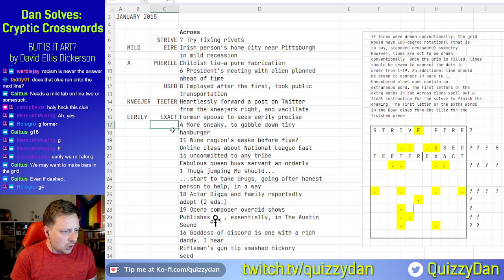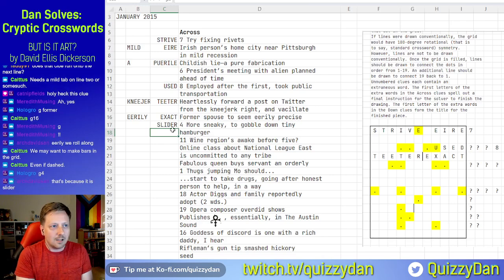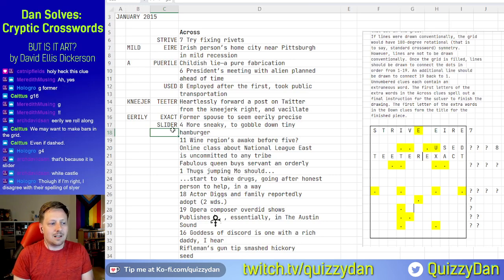More sneaky to gobble down tiny hamburger. I'm assuming it's slider, but I don't know why. If you're more sneaky, you're slyer. Oh, and down can be D in up, down, left, right. So put D in slide for a slider, and that is a tiny hamburger.